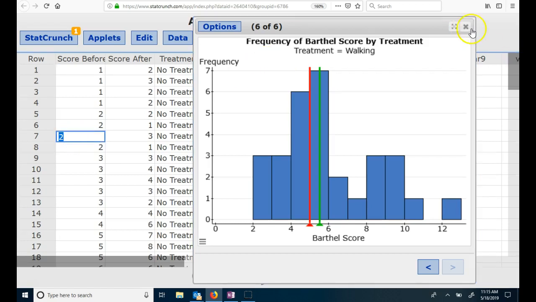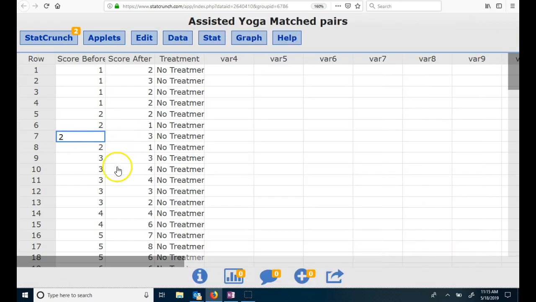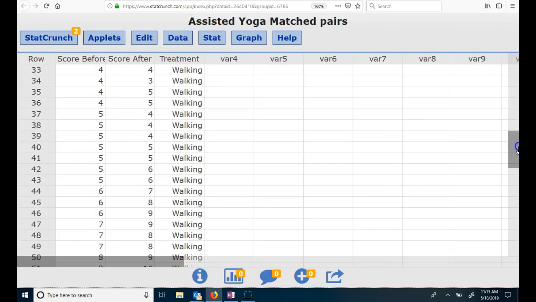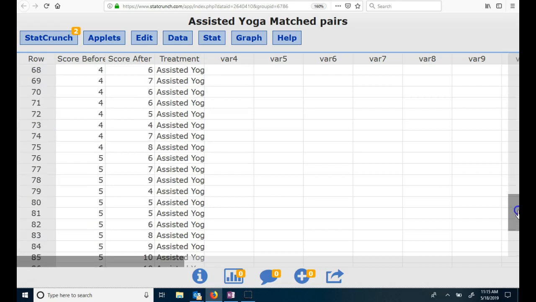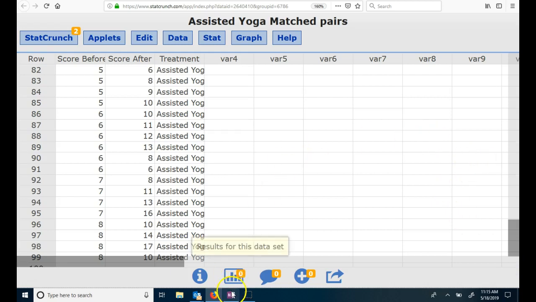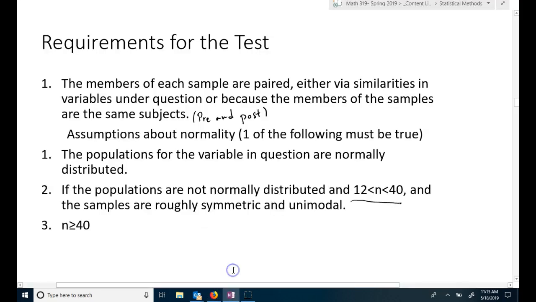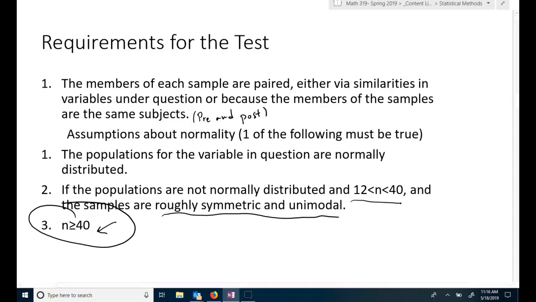Now, here's the thing though. If I go in here to my data set, it looks like 99 individuals. I have 99 individuals in my groups. And so consequently, n is greater than or equal to 40. So I have more individuals in my pre and post. So actually, my assumption for normality seems to be met by that one. Okay. Although I would say in this case, it's not too bad. They are what they call roughly symmetric and unimodal. This couple had some outliers, but it wasn't terrible.